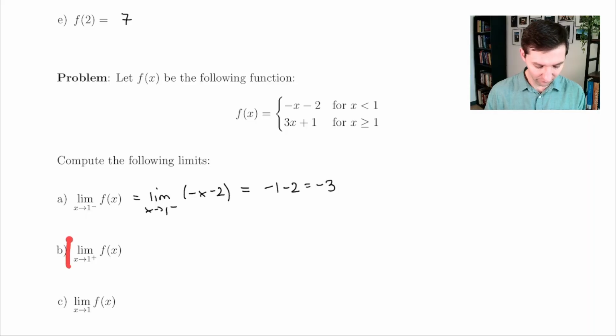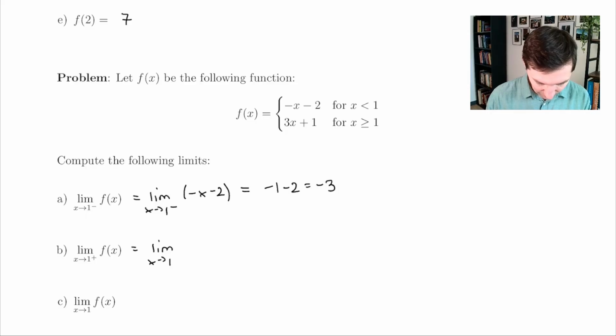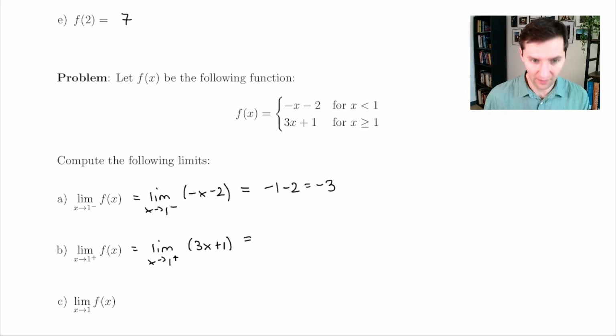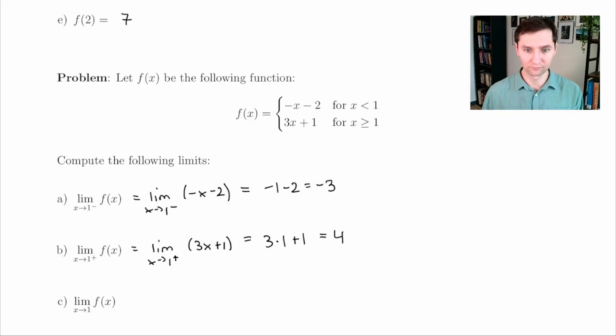To compute the limit from the right, I'm using x's bigger than 1, such as 1.1, 1.01, 1.001. All those x's are bigger than 1, so I'm using the bottom formula. So to compute this limit, I take the limit as x goes to 1 from the right of the bottom formula, which is 3x plus 1. I apply the direct substitution property, plug in 1, I get 3 times 1 plus 1, which gives me 4. I see that the left-hand limit was negative 3. The right-hand limit is 4. Because those two limits are not the same, the general limit does not exist.